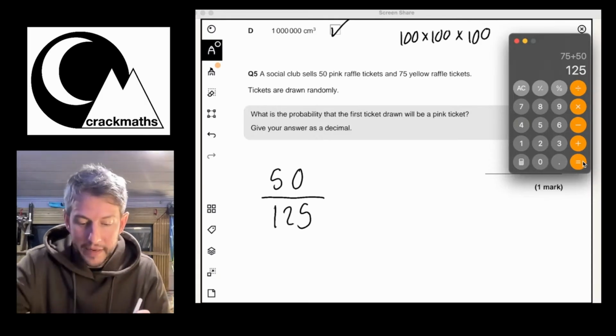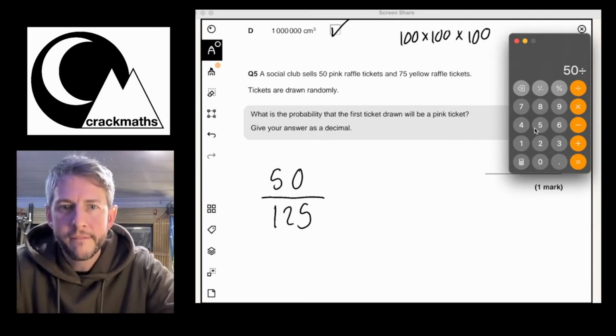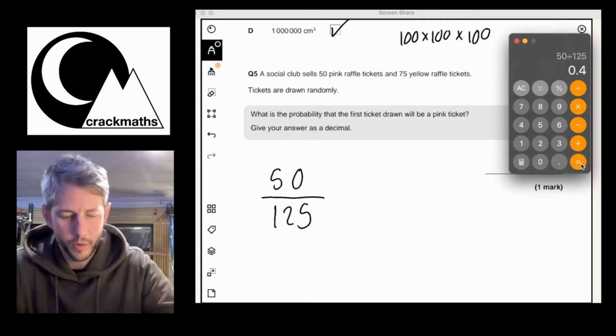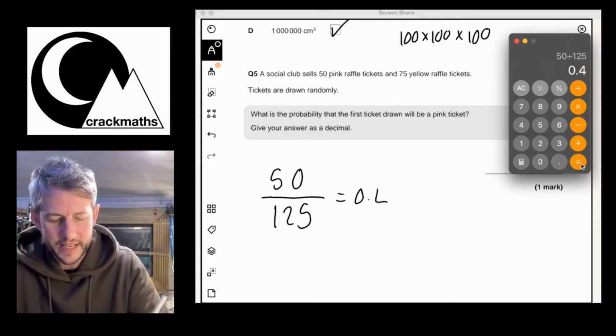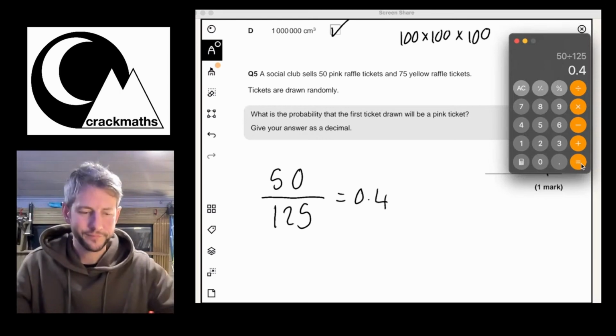Oh, they want the probability as a decimal. So I'm going to have to work this out. Remember, it's top divided by bottom. 50 divided by 125. And that equals 0.4, which is a lovely decimal. So the probability is 0.4.